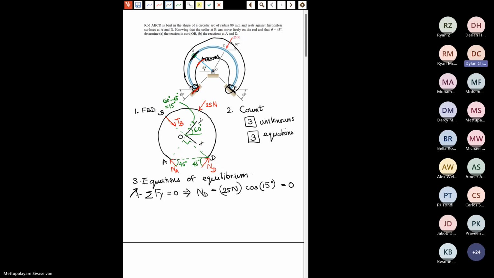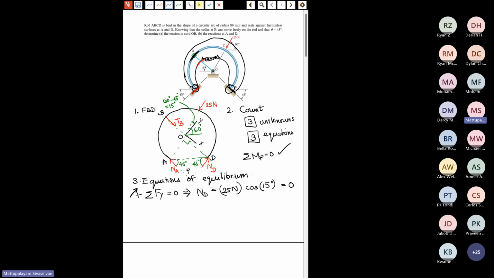You could take a moment around where the points NA and ND meet. Right, over here, right? If I extend this, I can do that here. Yes, and that'll give me TB directly, okay? So let's call this point P or something. So I can do the sum of the moments about P equals 0, and that's perfectly good, right? You just need to be careful about calculating all those distances. Not too bad to do, I guess, right?